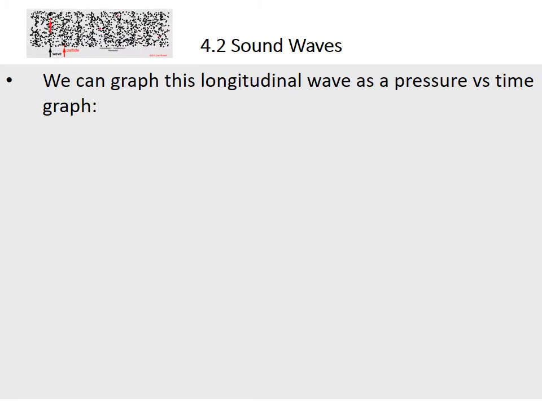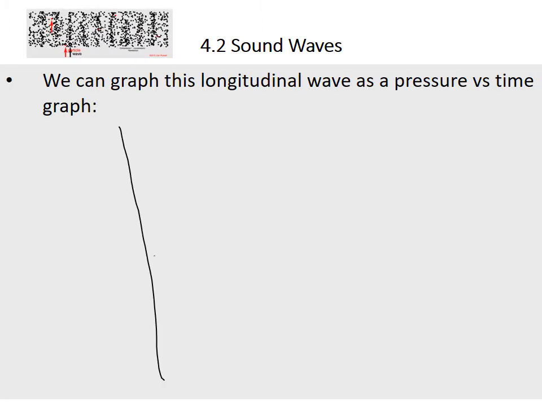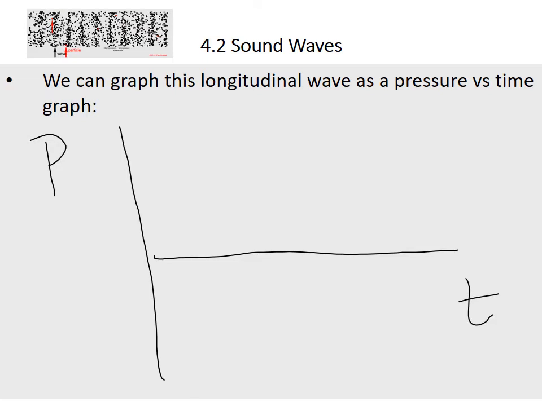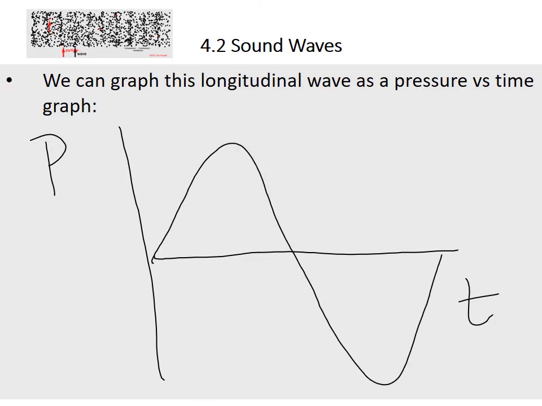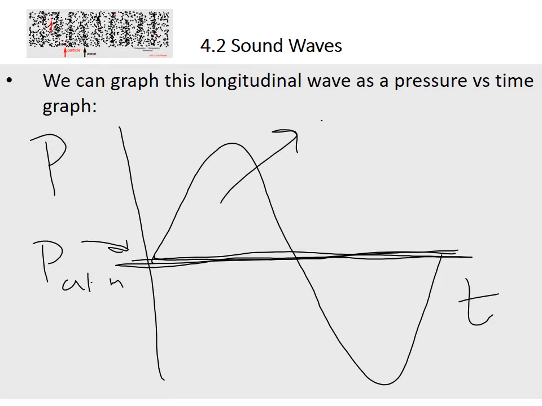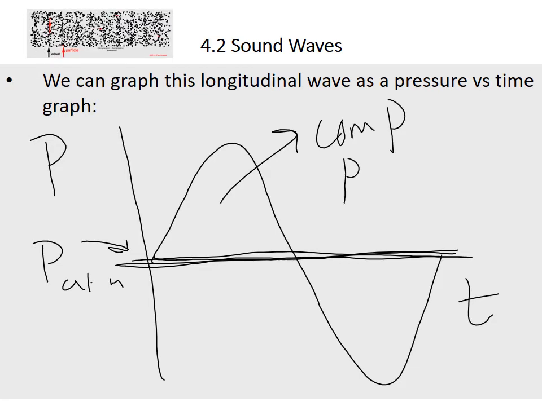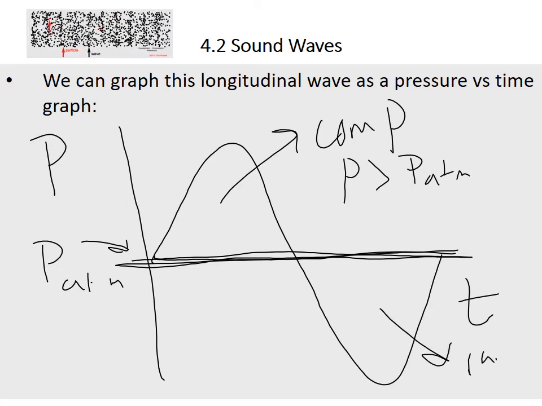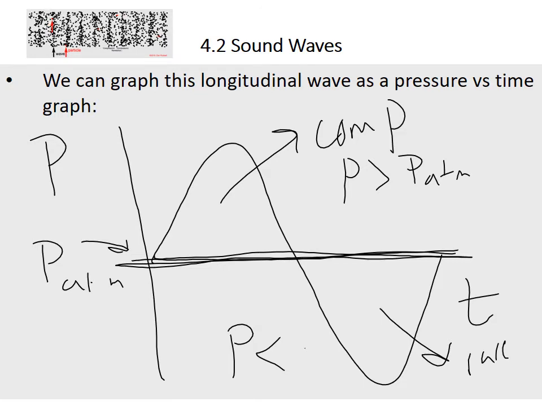So we can graph a longitudinal wave as a pressure versus time graph. Here I would have pressure on the y-axis, or the vertical axis. The horizontal axis would be time, and I'll draw a complete cycle for an oscillation. On the x-axis, where y equals 0, we would have atmospheric pressure right here, and here we would have compression, so the pressure would be greater than the atmospheric pressure, and then here we would have rarefaction, places where the pressure is less than the atmosphere.